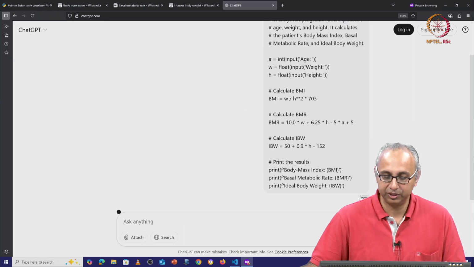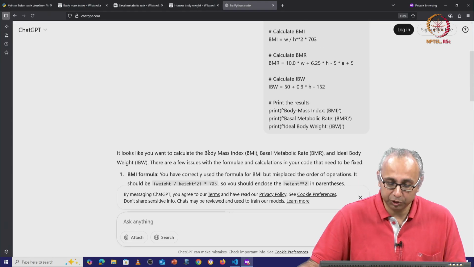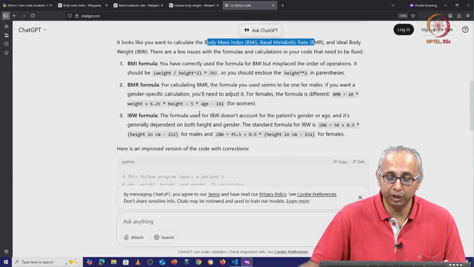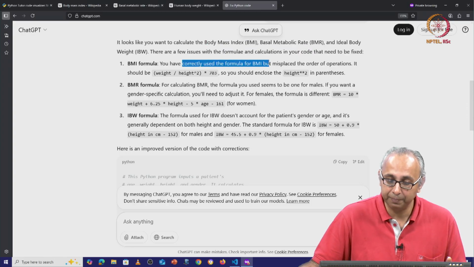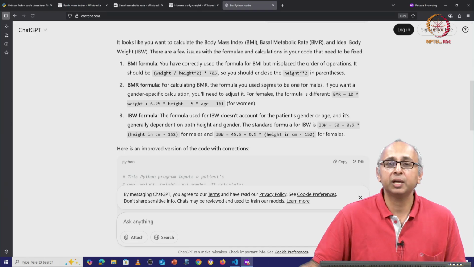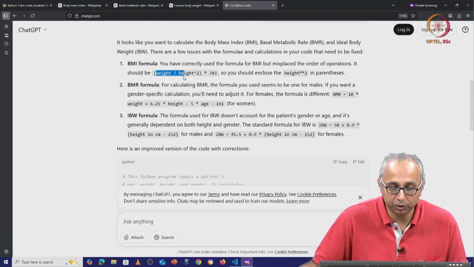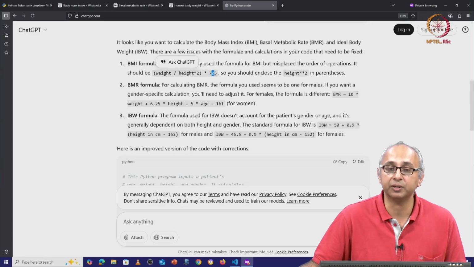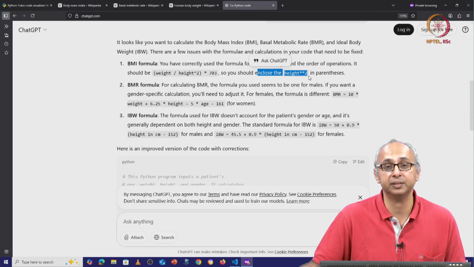So let me ask ChatGPT. So it will think about this, and it says that it looks like you want to calculate the body mass index and the basal metabolic rate and so on. There are a few issues with the formulations. The formula used correctly calculates BMI, but misplaces the order of operations. So let us pay close attention to what error it has found. It says we should be doing weight divided by height square and then multiply that by 703. So you should enclose the height square in parentheses.